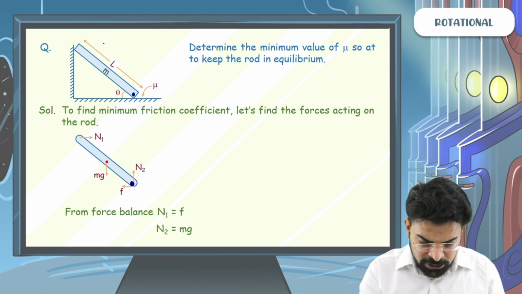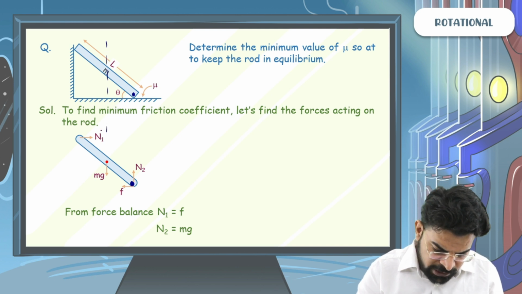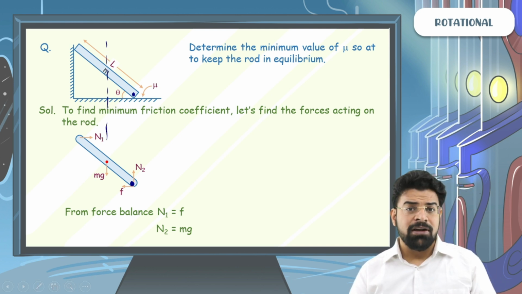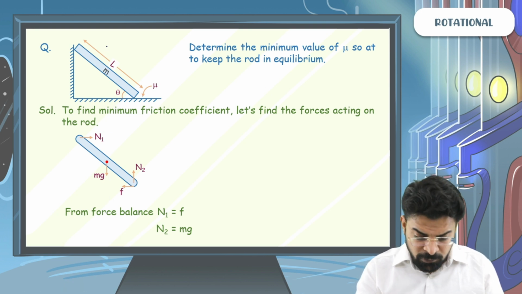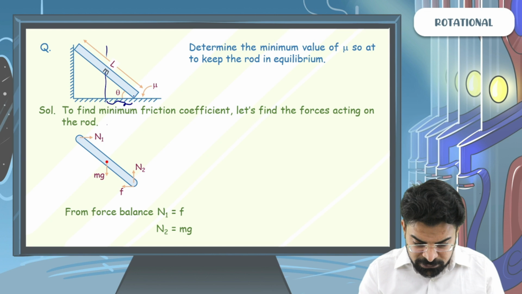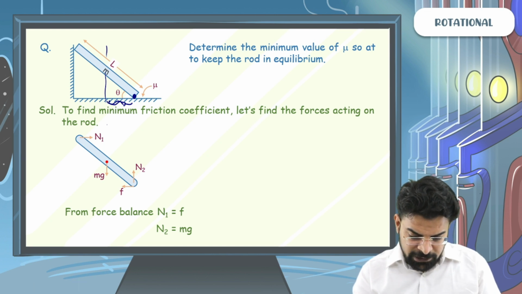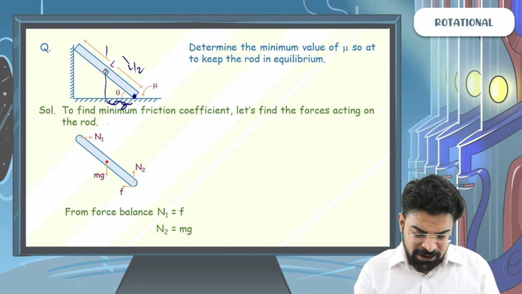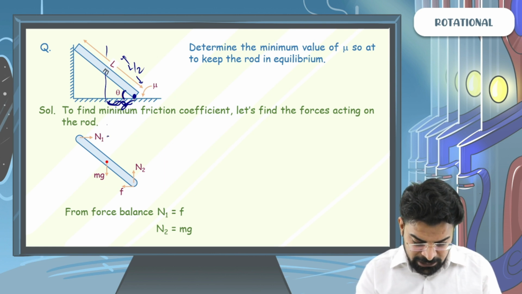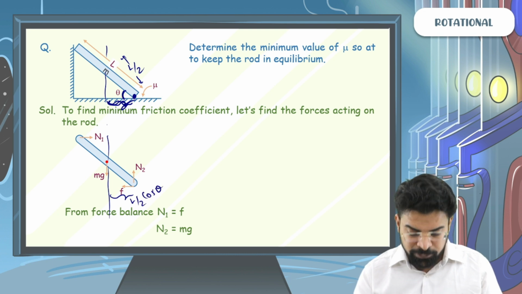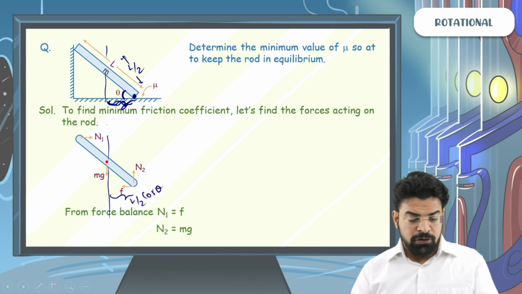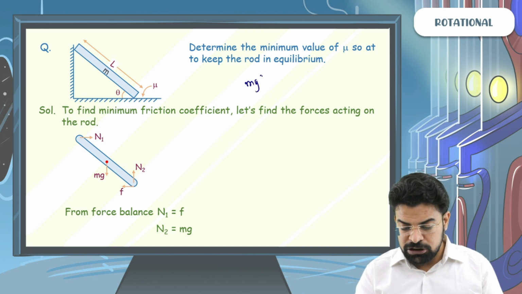About the lowest most point, you need to write the torque of the force of gravity. You just need one thing: length perpendicular. The force of gravity is mg down. What will be the length perpendicular? This length about the lowest point. How to find this length? Very easy. Half the rod length is L by 2. This angle is theta. So this base length has to be equal to L by 2 cos theta. So the torque of the force of gravity comes out to be mg into L by 2 cos theta.